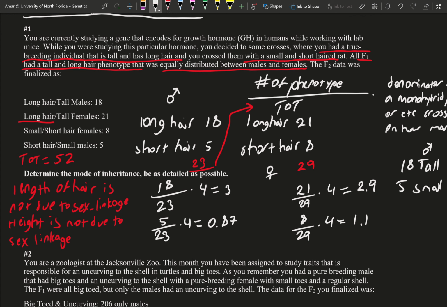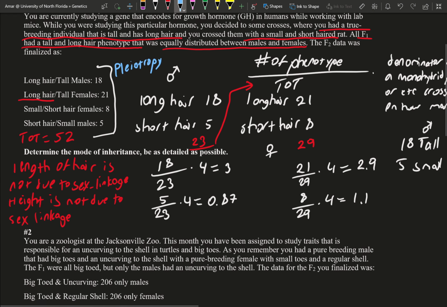Now, if you are wondering what the actual mode of inheritance is for this particular data set, what this may be is something called pleiotropy. But for now, since we haven't really covered what pleiotropy is, we can just ignore that for now. But the actual mode of inheritance for this data set will be pleiotropy.